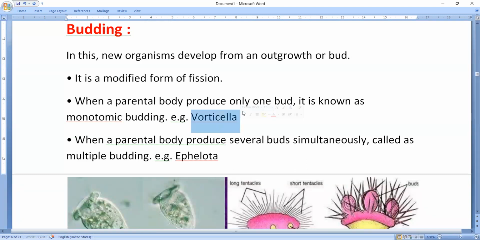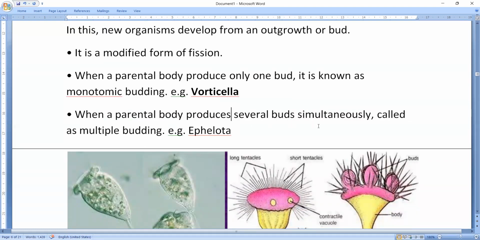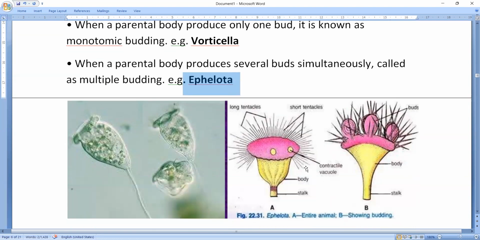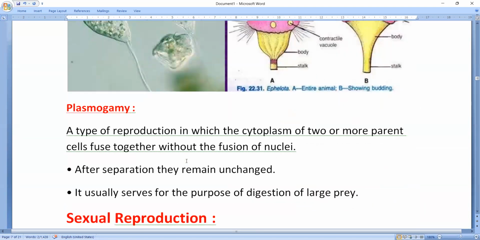So example is verticillium. When a parental body produces several buds simultaneously, it is called multiple budding. Example, ephilota. So this is multiple budding. This is monotonic budding. So that is another type of asexual reproduction.